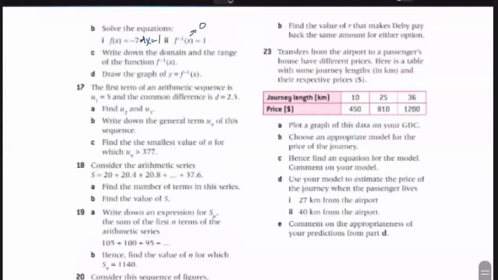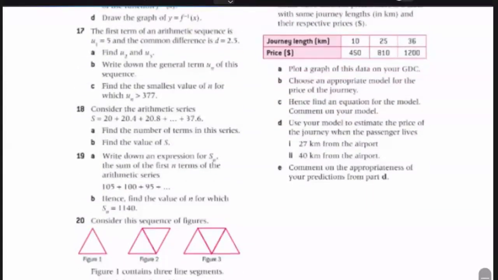So number 17, we finished 16 in the previous problem. The first term of an arithmetic sequence is u of 1 equals 5, and the common difference is d equals 2.5. Find u of 2 and u of 3.